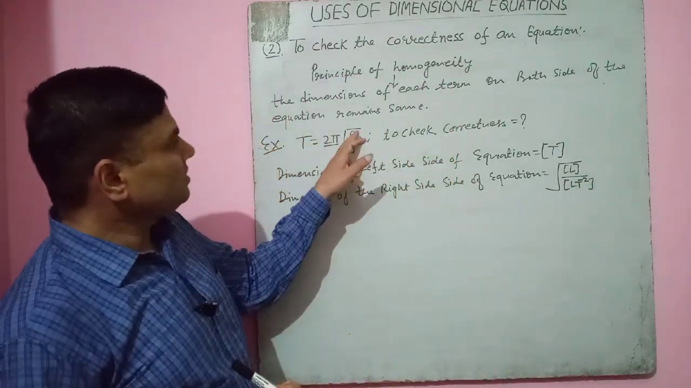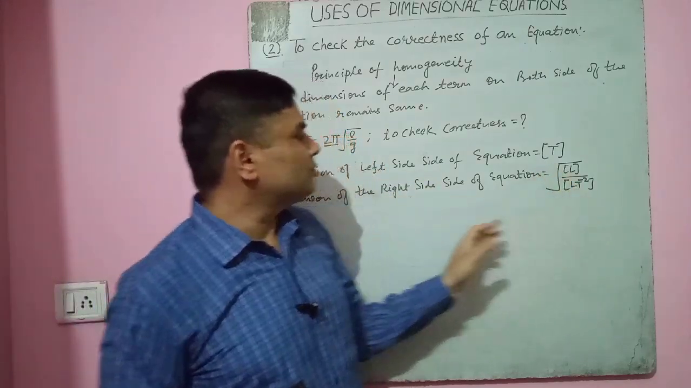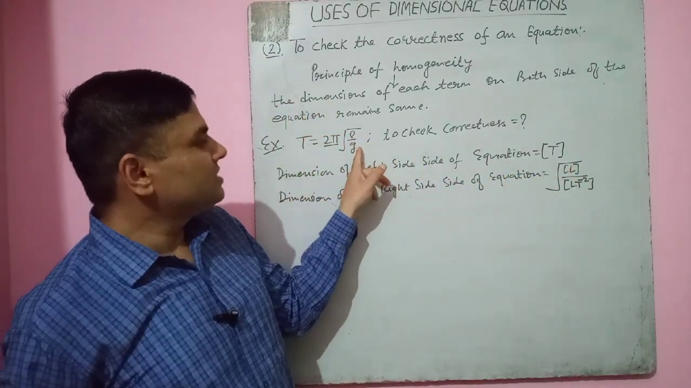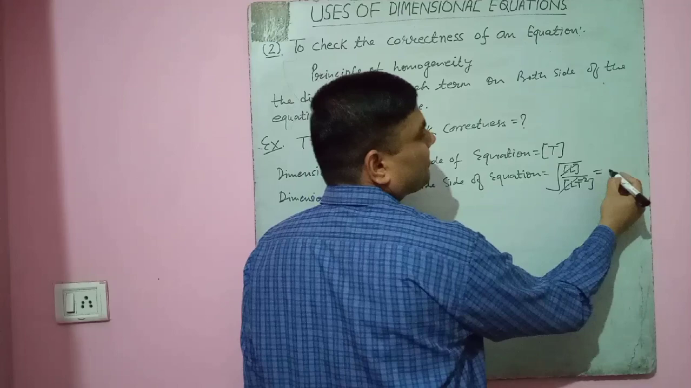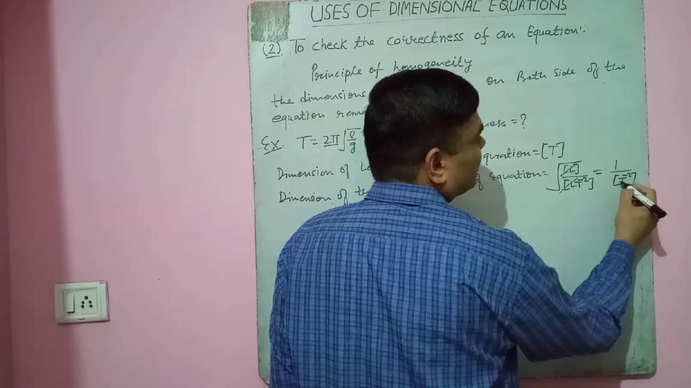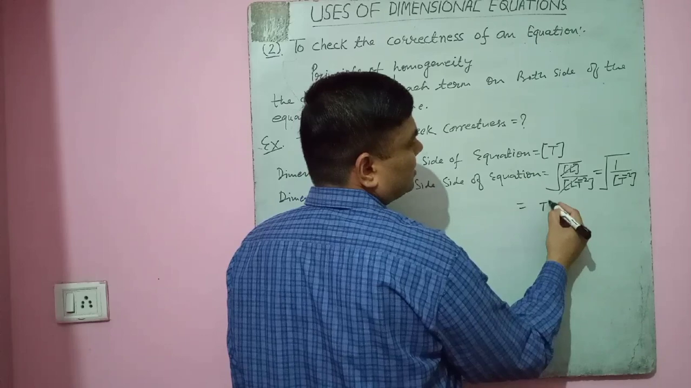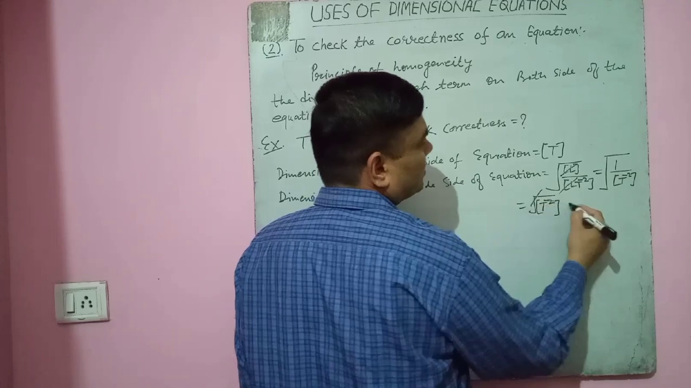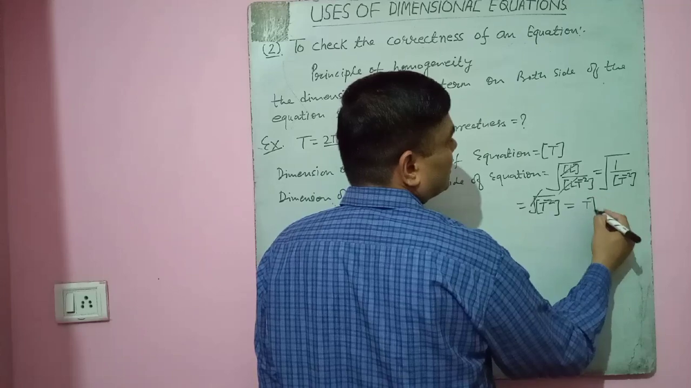So the dimensions of the right side will be under root L over L T minus 2. The dimension of L is only L, and the dimension of acceleration due to gravity g is L T minus 2. L cancels L, and it becomes 1 over T minus 2 in the square root, or it can be written as T power 2 under root. This power 2 cancels the square root, so it becomes square bracket T.